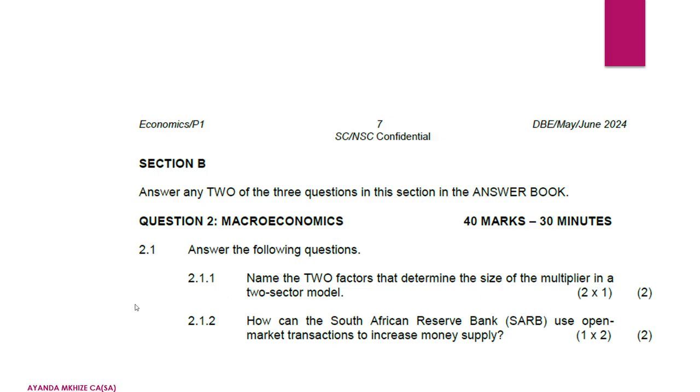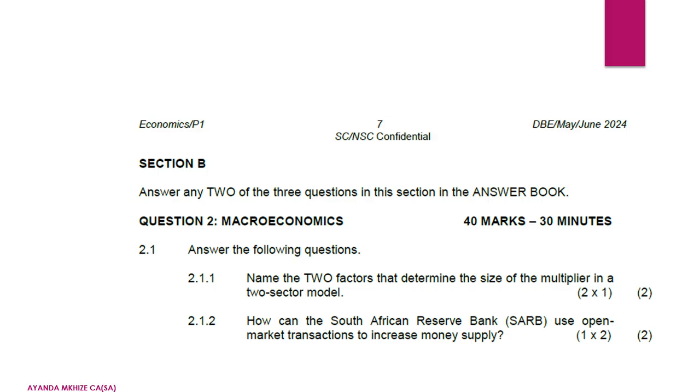Now let us look at the questions without spending a lot of time on theory or details. 2.1, we need to answer the following questions. 2.1.1, name the two factors that determine the size of the multiplier in the two-sector model.